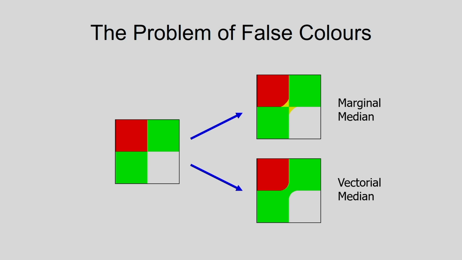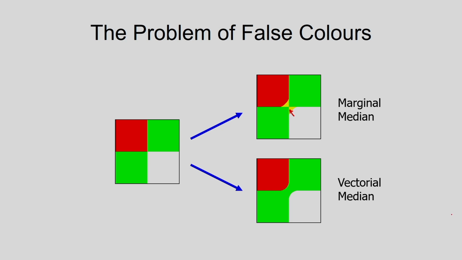Now, in this example I have shown the difference between the marginal processing and the vector processing. One example I am considering is the marginal median, and the second one is the vector median. In the case of the marginal median, if I want to determine the median of the pixels, you can see the yellow color appearing here, which is not originally present in the image. In the original image this color was not present. That means color distortion takes place, but in the vector median I am getting the original colors.